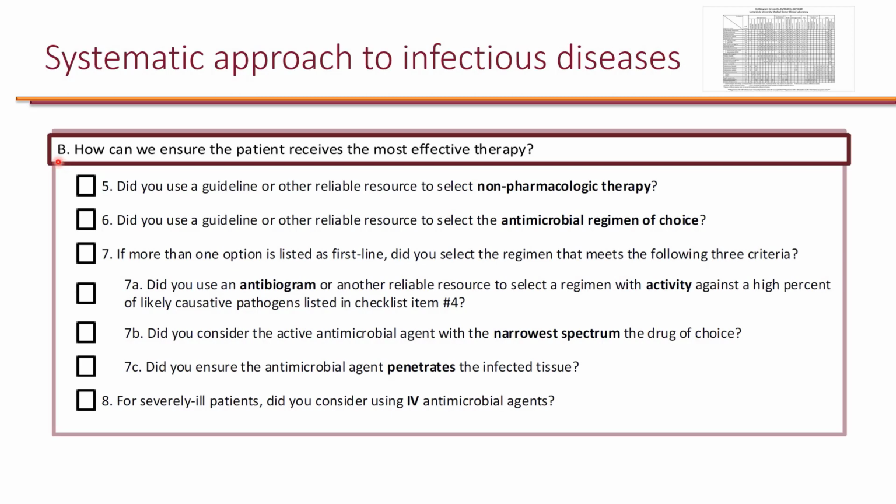And then the second thing to consider is, how can we ensure the patient receives the most effective therapy? First we'll talk about effectiveness, and then we'll talk about safety. For effectiveness, these are the things to consider. Obviously we want to start with non-pharmacologic therapy when possible. And then we want to use reliable resources, so guidelines. Sometimes there may not be a guideline for what the patient has, but typically we do have IDSA guidelines.